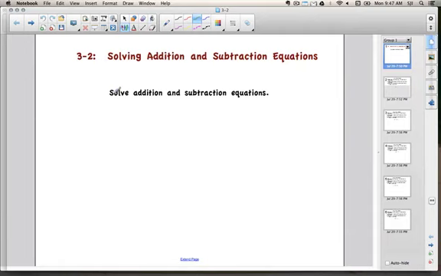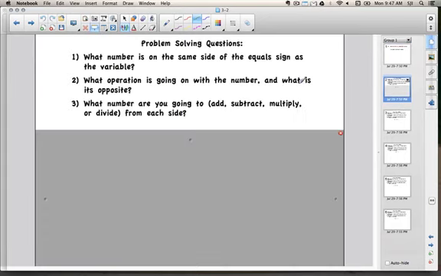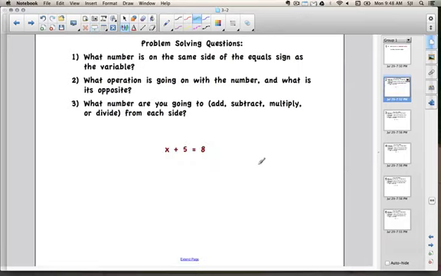This is by no means the only way to do it, but I've found the most success with students using this method. So what I've designed is 3 problem-solving questions. In other words, when you're going to solve equations, these are the 3 questions that you should ask yourself. What number is on the same side of the equal sign as the variable? What operation is going on and what is its opposite? And what number are you going to add, subtract, multiply, or divide from each side? So let me show you how this works.